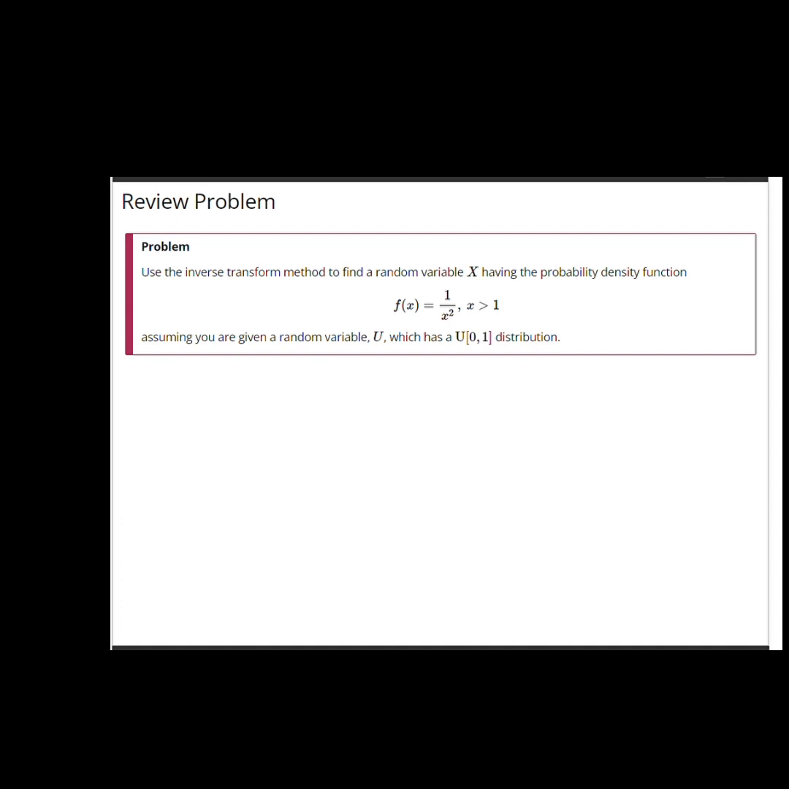Here's another problem that you should attempt on your own. Use the inverse transform method to find a random variable x which has probability density function 1 over x squared, where x is bigger than 1. Assuming, as usual, that you're given a random variable u, which has a uniform 0, 1 distribution.